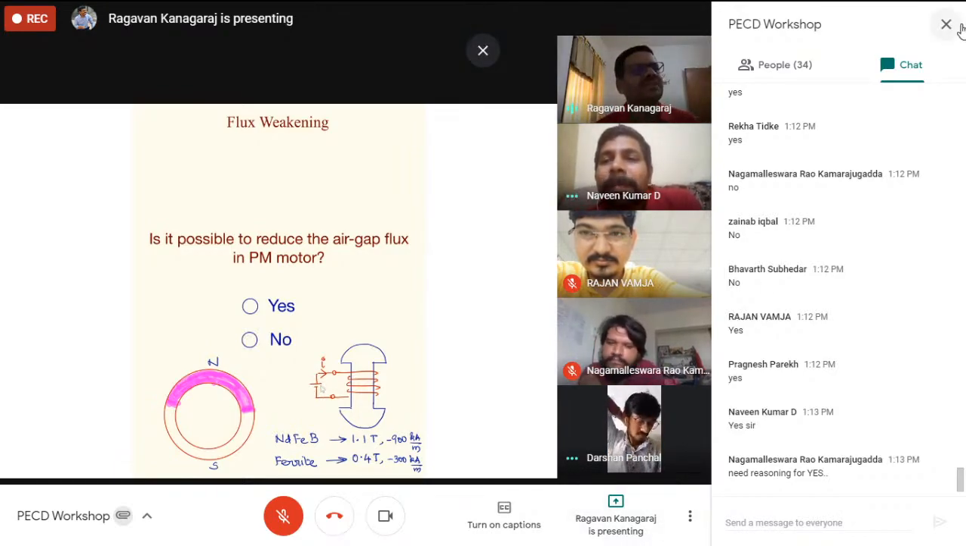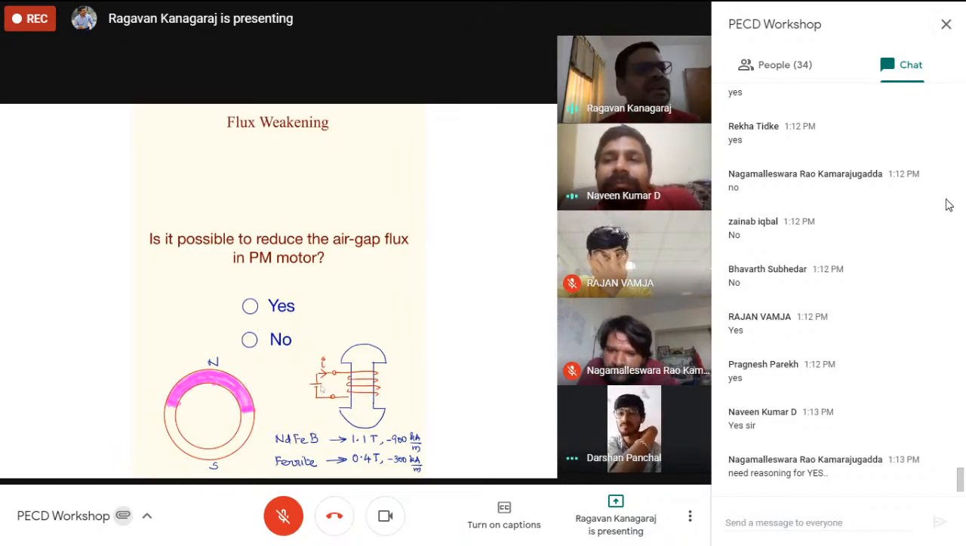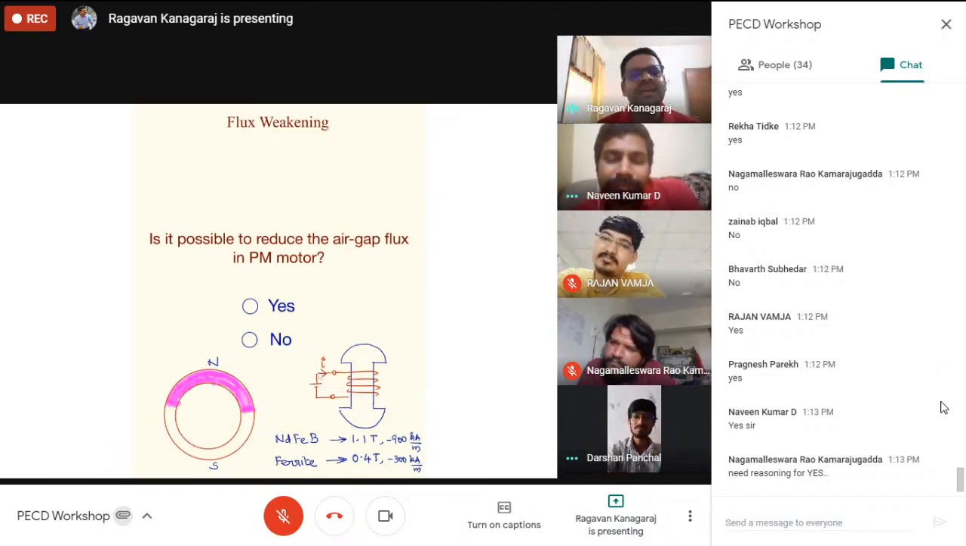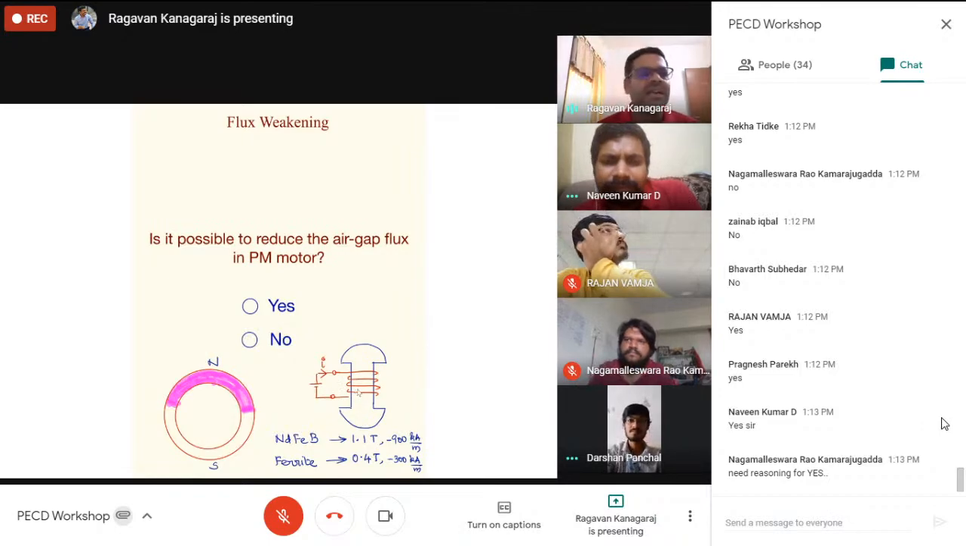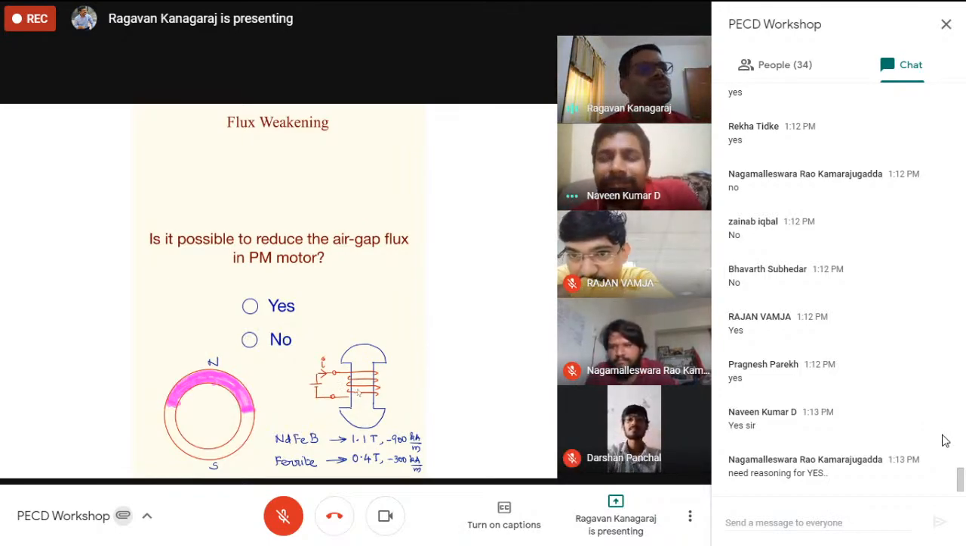Simple, but it is not efficient. So you go for electronics based. We have seen how to vary the current in a coil with the help of semiconductor devices. So we can vary the current. Once you vary the current, the intensity of the magnetic field established by the electromagnet also will vary. That means flux we are able to control with an electromagnet. Agreed up to now?